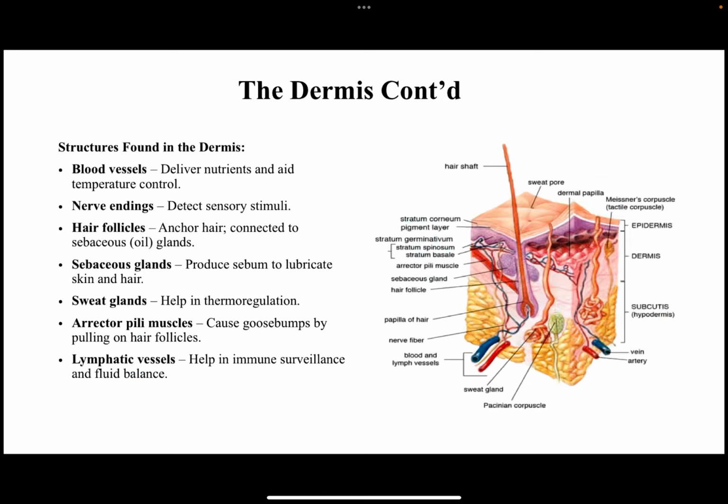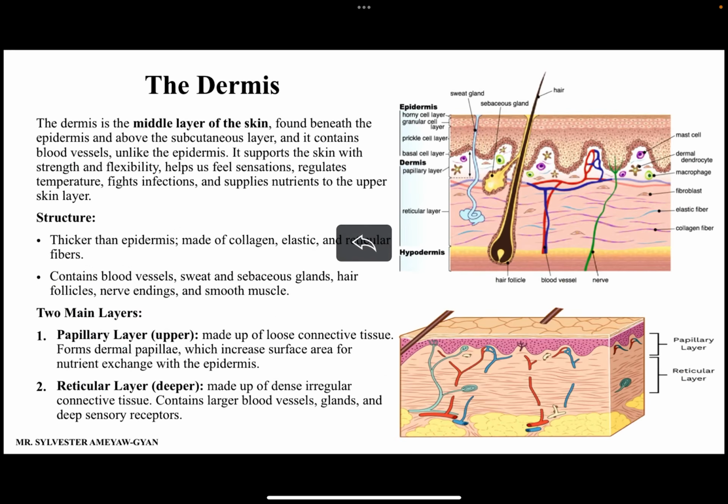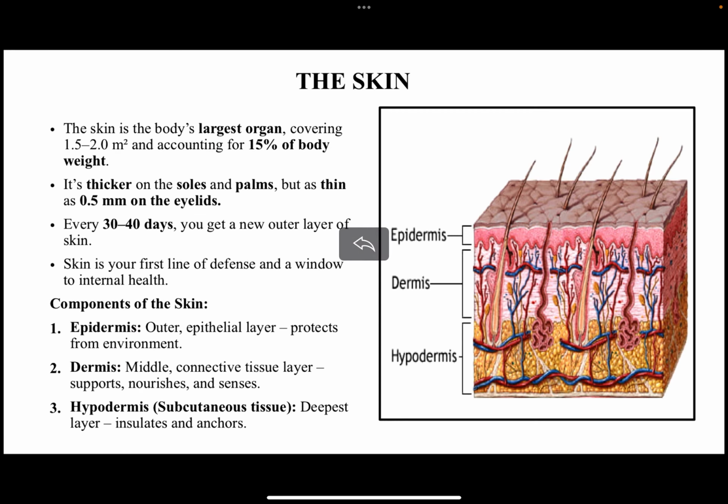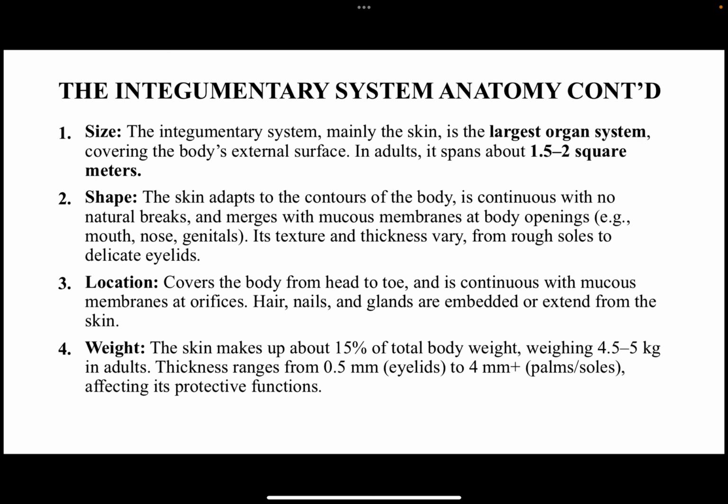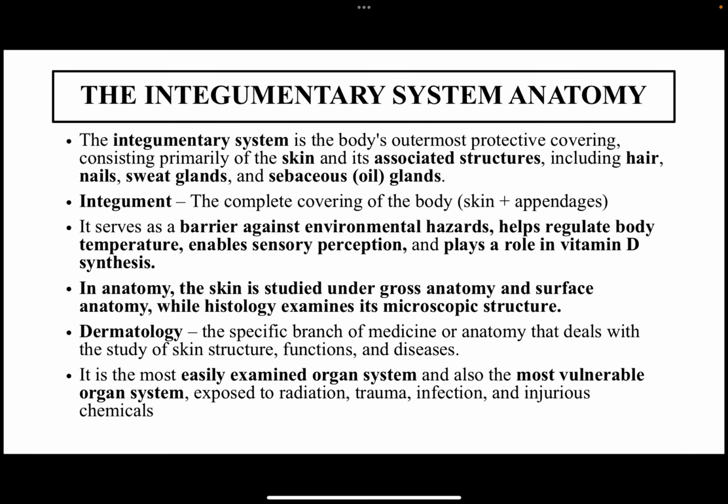The last layer of the skin, which is the hypodermis, the subcutaneous layer, has a lot of fat, and fats serve as insulators. So that tells you the skin helps in regulating body temperature. The skin also plays a role in sensory perception. We have a lot of sensory receptors, especially in the dermis and then the hypodermis layer of the skin.